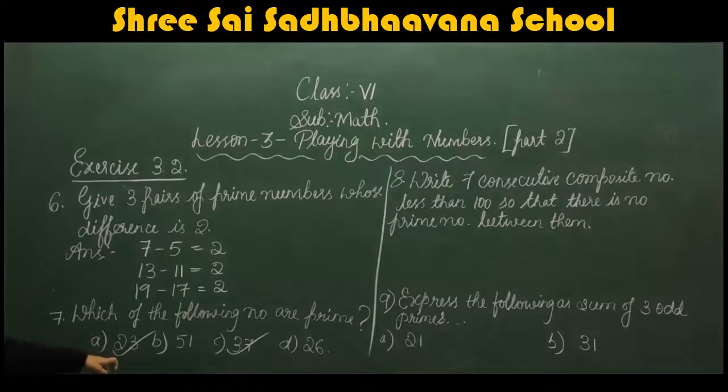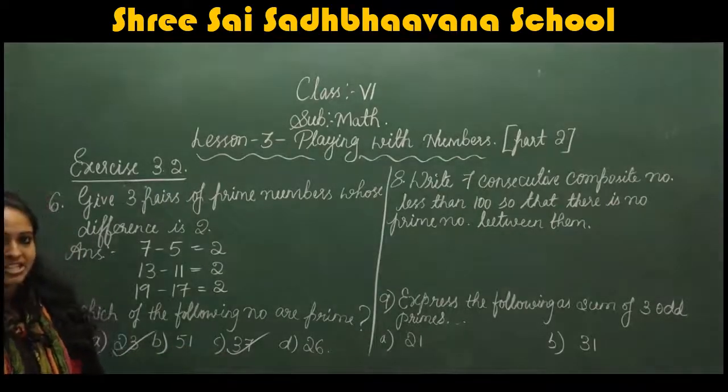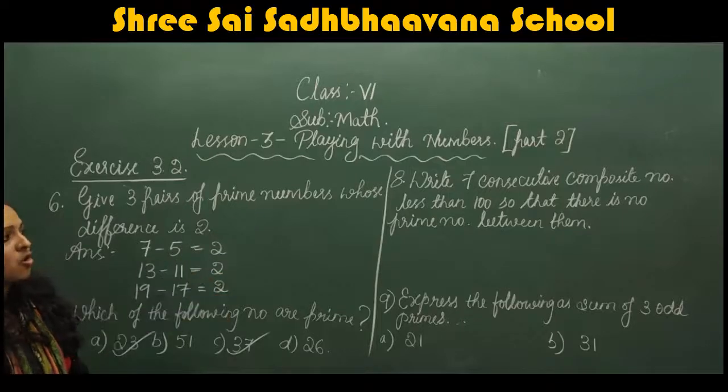Yes, so this is not a prime number. So which are the prime numbers now? 23 and 37 are the prime numbers. Understood, children? Yes, now let us move on here.